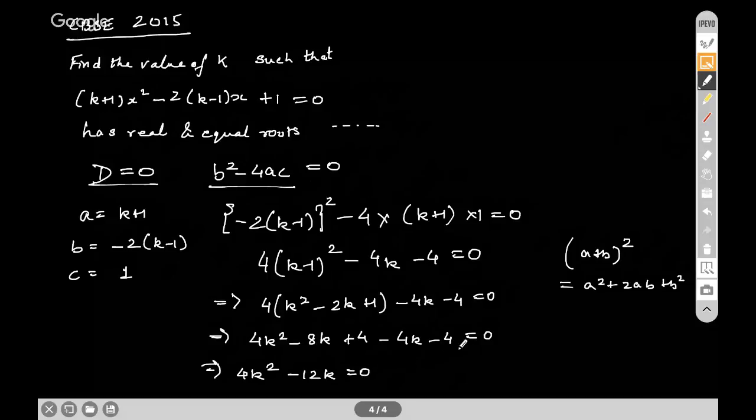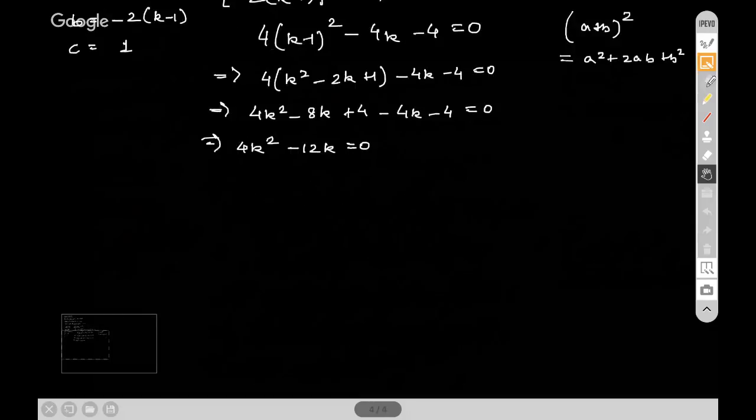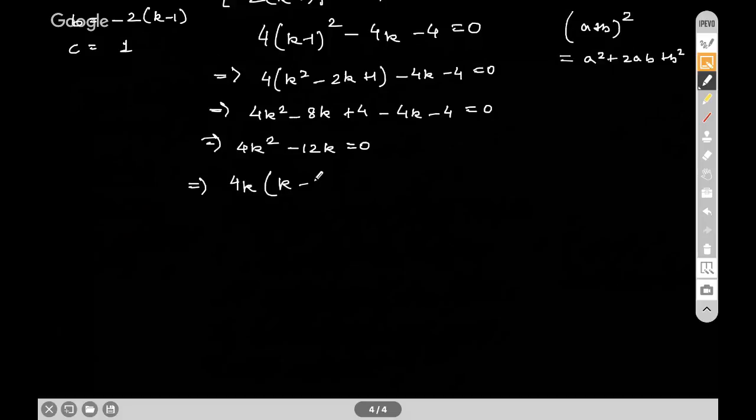So it's 4k squared minus 12k equals 0. This makes our job a little easier, because now you don't need to go for any complex method of solving the equation. Why? Because the constant term is 0. So what you can do is take 4k common. So it is 4k times (k minus 3) equals 0. So you get either k must be equal to 0 or k must be equal to 3. Okay, so either k must be equal to 0 or k must be equal to 3.